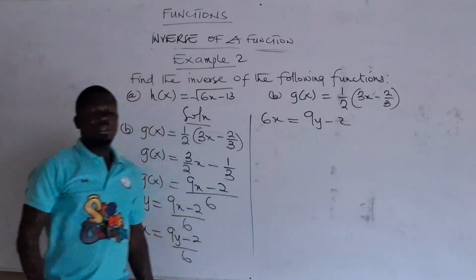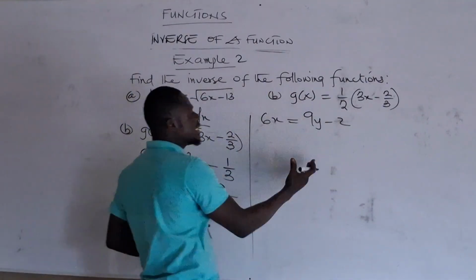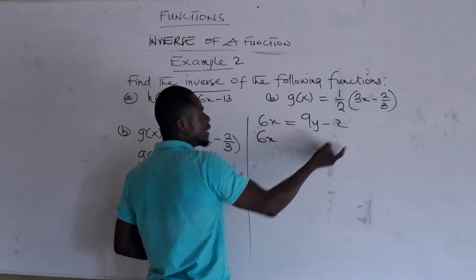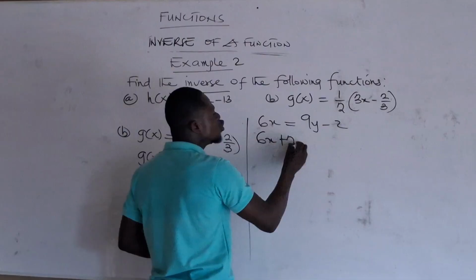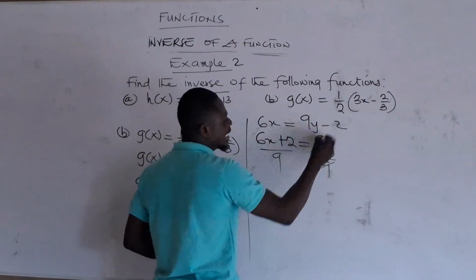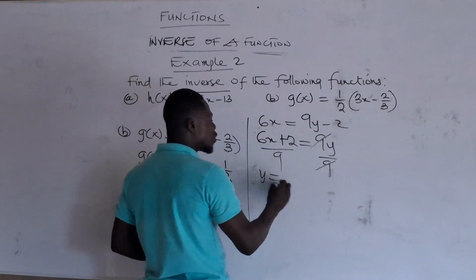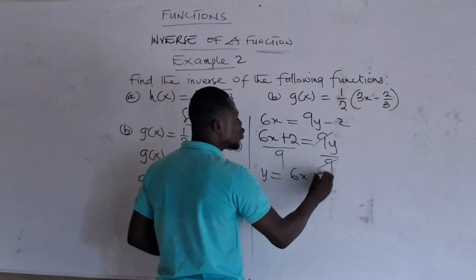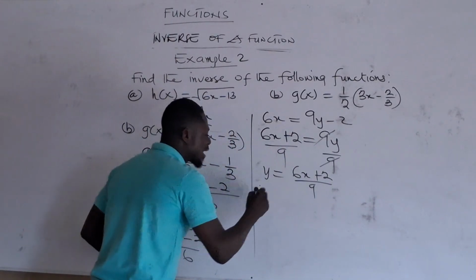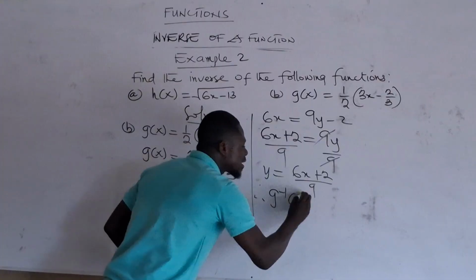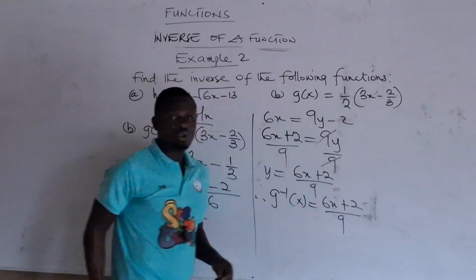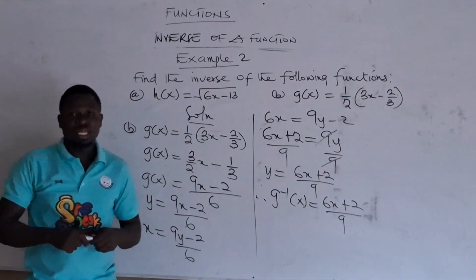At this point, we group like terms. The y will be maintained. Those without y will be taken to one side of the equal sign. So it will be 6x. The negative 2 comes here as positive 2 equal to 9y. Divide here by 9, here by 9. When 9 cancels 9, our y is now equal to 6x plus 2 all on 9. Therefore, the inverse function of g of x will be g inverse of x is equal to 6x plus 2 all on 9. So this will be the answer for the question in B.